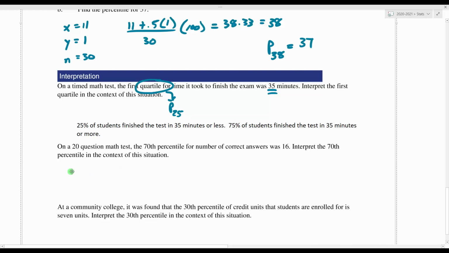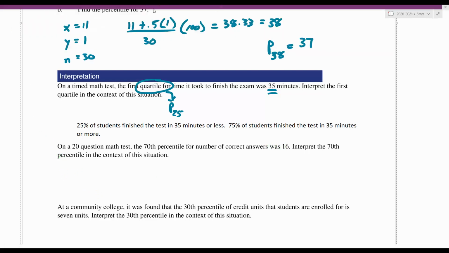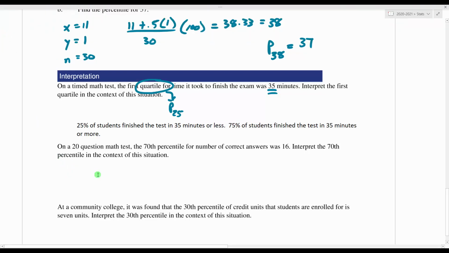All right, let's try it again here. So we have on a 20-question math test, the 70th percentile for the number of correct answers was 16. Let's see if we can interpret that. Again, think what a percentile does is it divides the data into two groups. If we're at the 70th percentile, there's the bottom 70% and the top 30%, and you can write your interpretation based on either one. So if we go with the 70%, we can say 70% of students answered 16 or fewer questions correctly. So 70% of them got 16 or less correct.